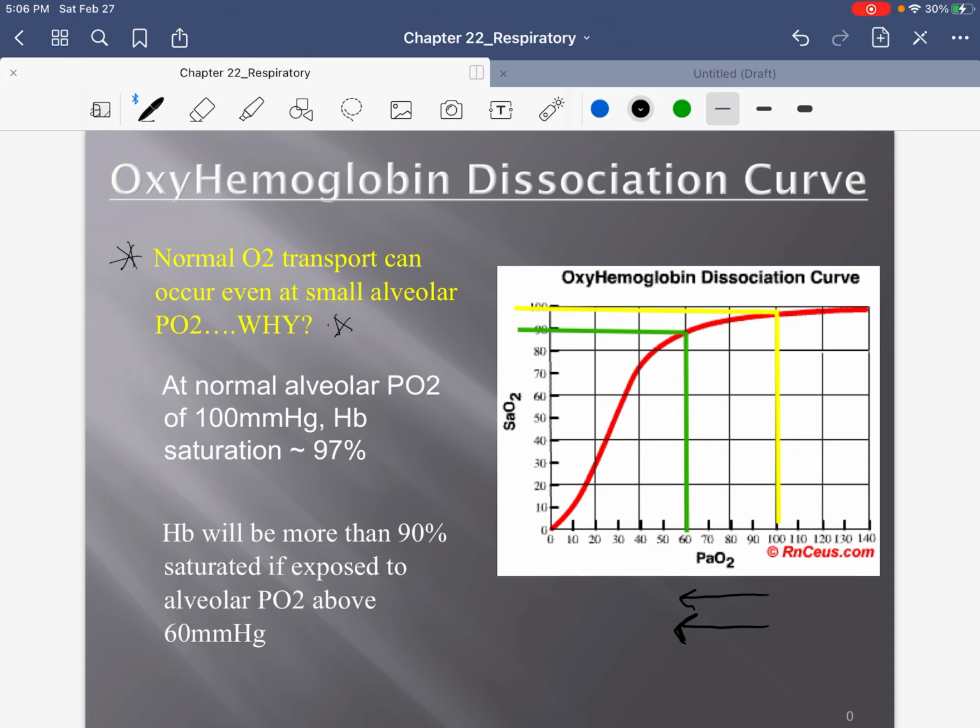Or you can also say it this way. Normal oxygen transport on hemoglobin can still occur even at smaller amounts of oxygen. And this is good. This gives us a little bit of a buffer. If our cells need oxygen and we don't have enough right away in the blood, it gives us a little bit of buffer that our hemoglobin is still going to have some oxygen to give.